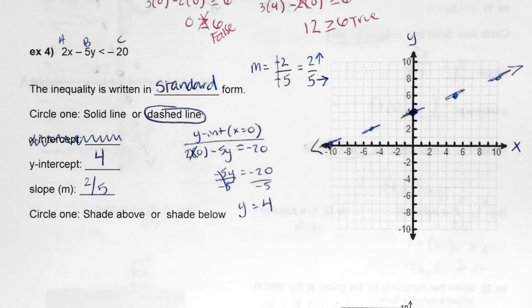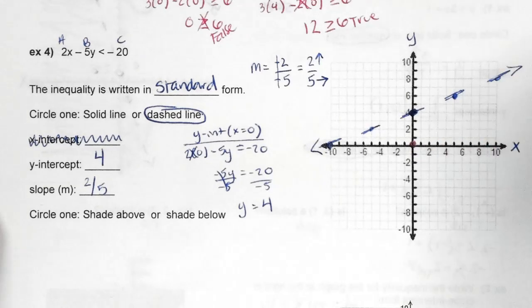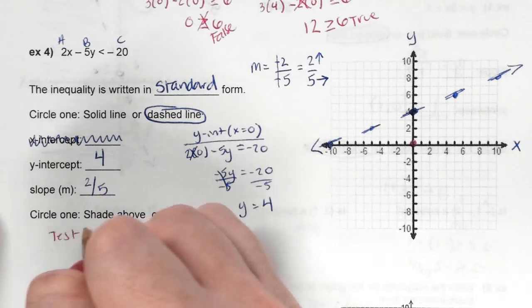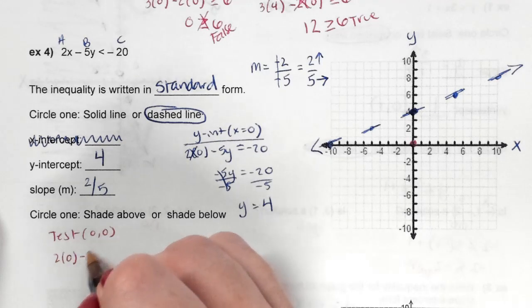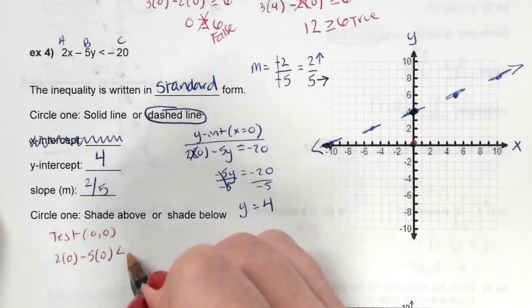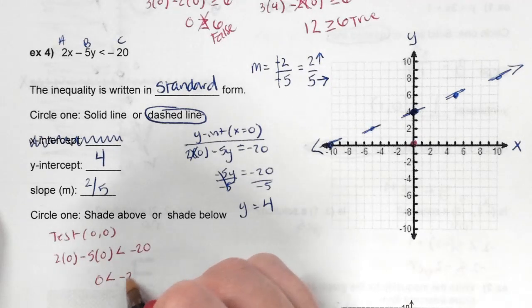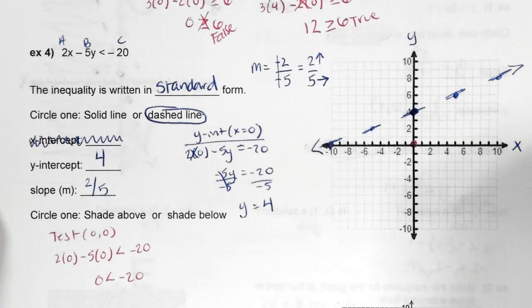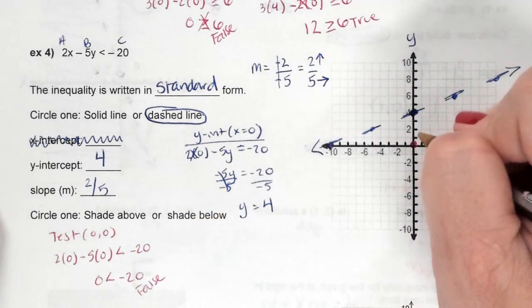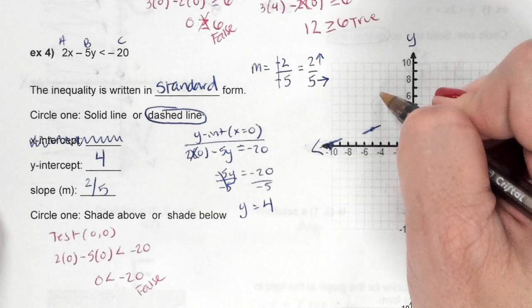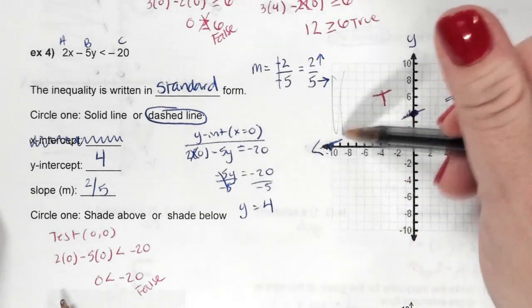So is 0, 0 on my line? So is that my easiest point to test? Yes. So I'm going to test 0, 0. So 2 times 0 minus 5 times 0 is less than negative 20. Well, that equals 0. Is 0 less than negative 20? No, this is false. So if this point is false, what's this side? True. Therefore, we're shading above.